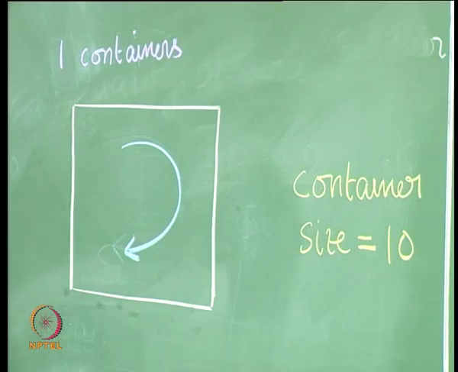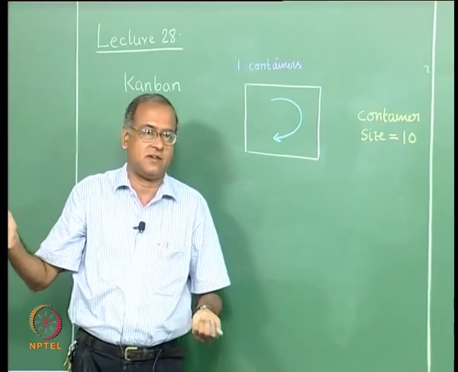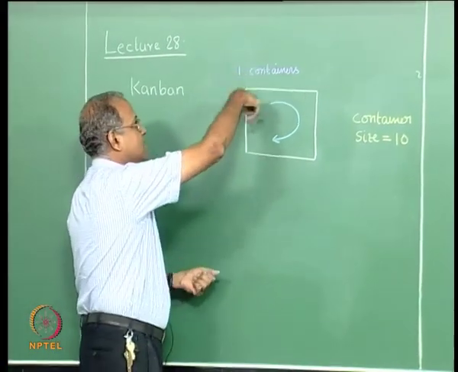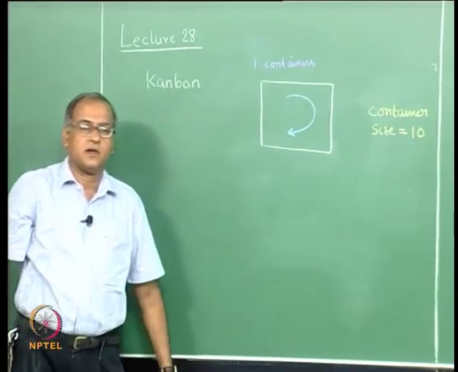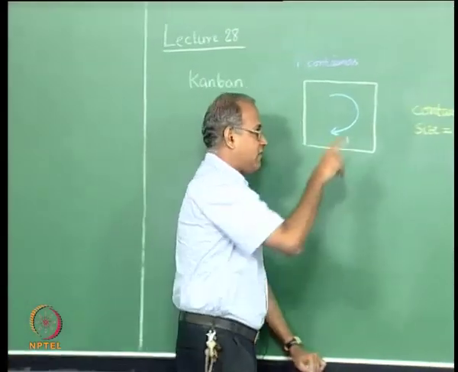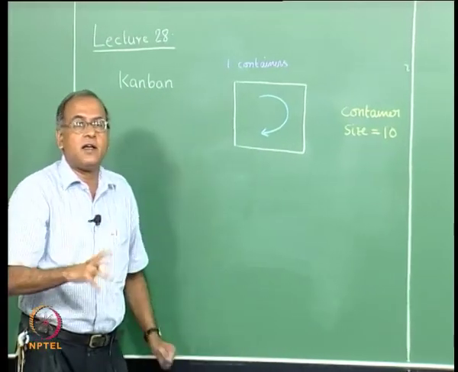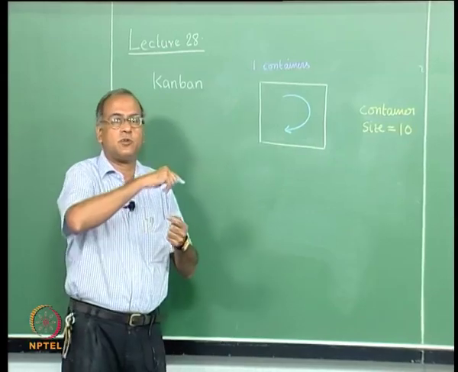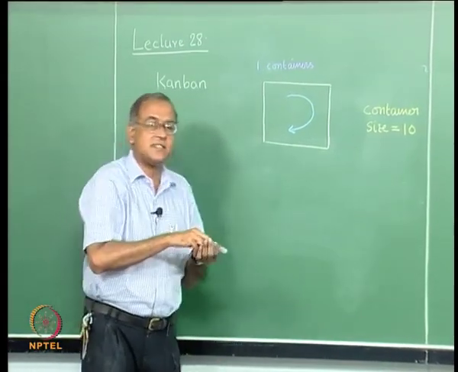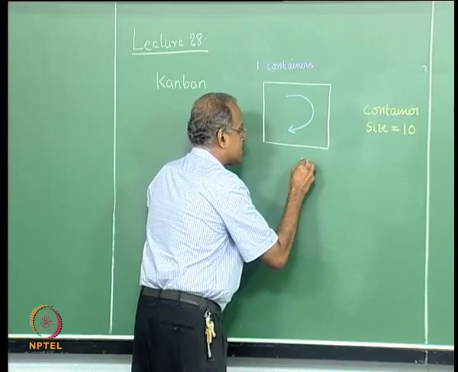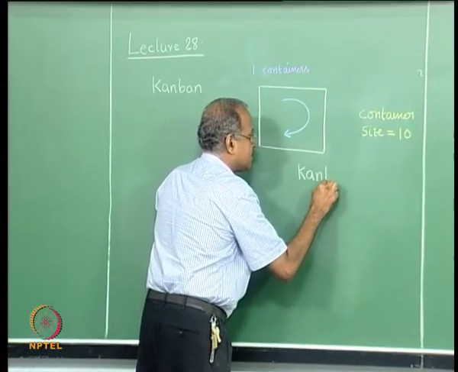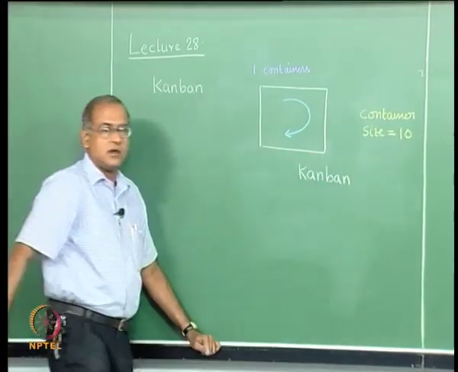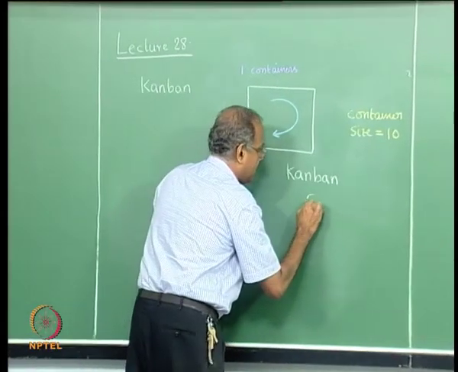So depending on what inventory I want here, which should be in multiples of 10, importantly in multiples of 10, that many containers I will go and release. So depending on when I fix my container size, depending on how much inventory I want, I decide how many containers should be released. Now this is the essential idea of what is called a Kanban system. Kanban represents a card.